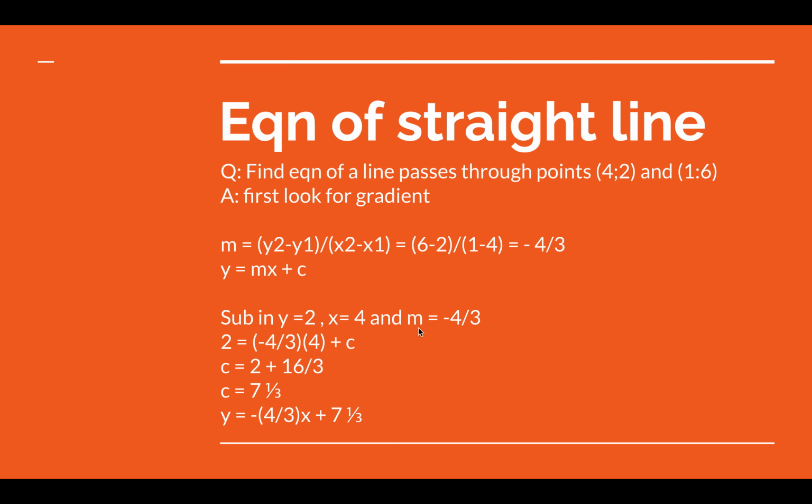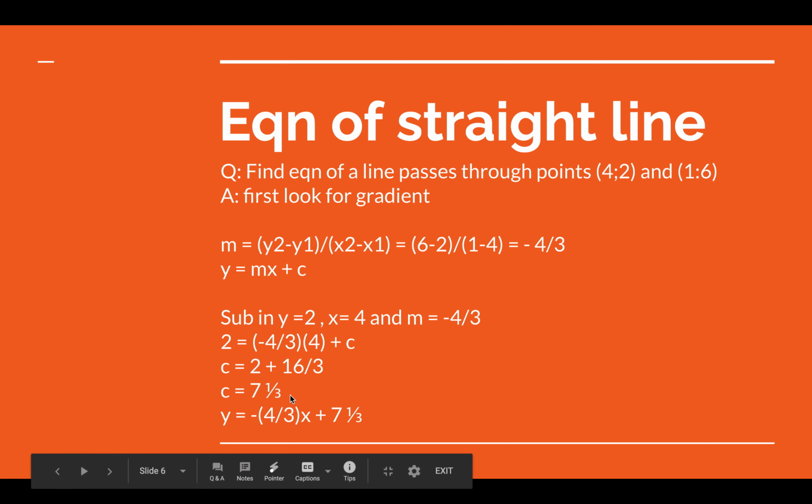Now we know that m is minus 4 over 3. So that means we have everything else. We have the y, we have the m, we have the x. We just don't have the c. So here we'll just calculate for the c by making c the subject of the formula. So that's how we found the c.